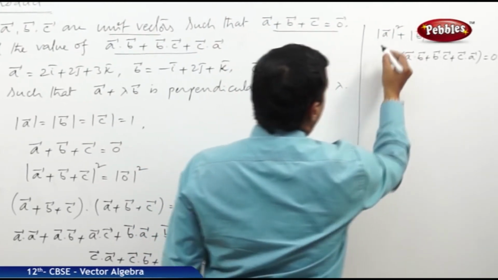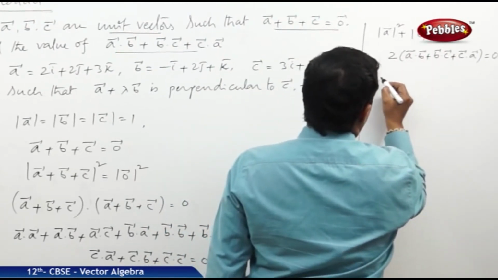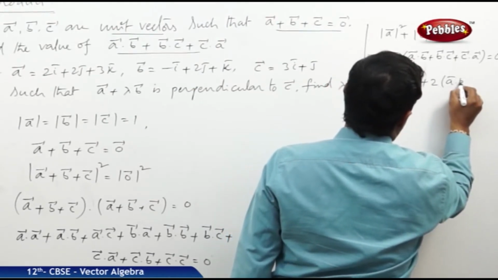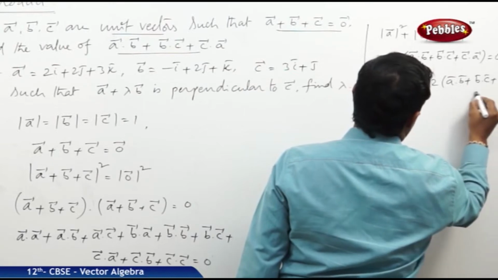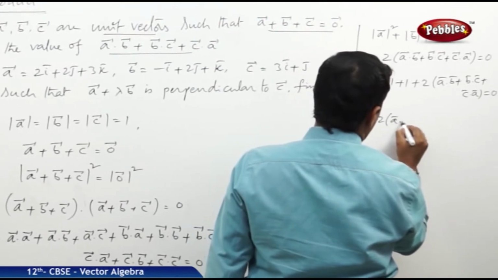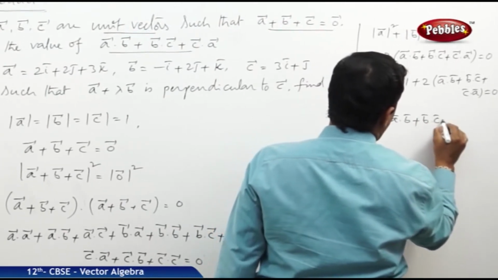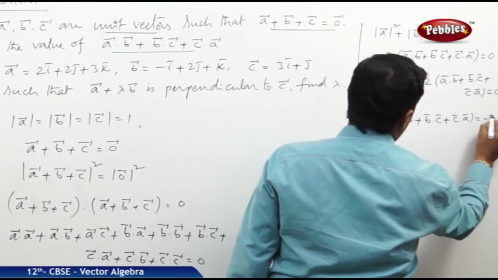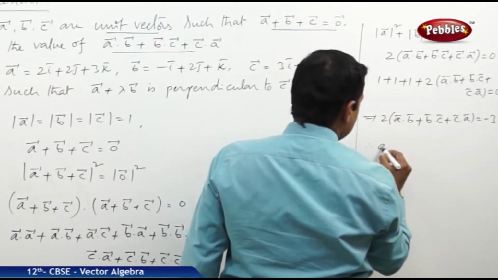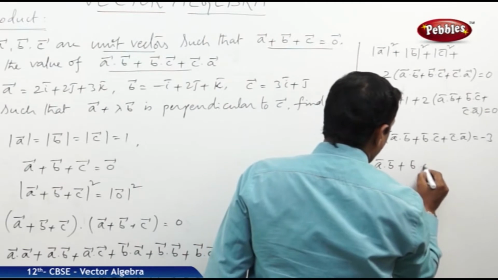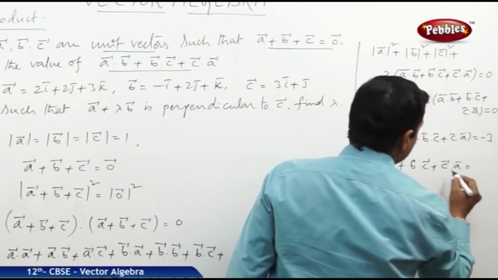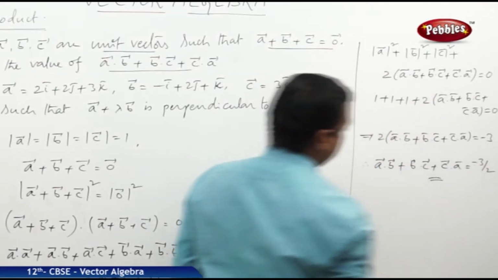Since the moduli of the vectors A, B, C are each 1, we have 1 plus 1 plus 1 plus 2 into (A dot B plus B dot C plus C dot A) is equal to 0. From this, 2 times (A dot B plus B dot C plus C dot A) is equal to minus (1 plus 1 plus 1), minus 3. Moving to the right side, A dot B plus B dot C plus C dot A is equal to minus 3 by 2.